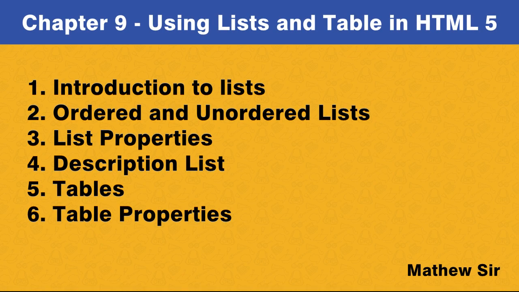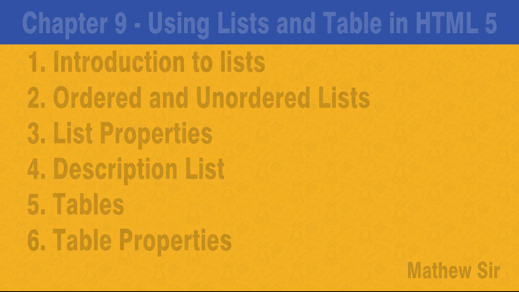Today we will start with chapter 9, which is using list and tables in HTML5. In this particular session we will understand introduction to list, ordered and unordered list, list properties, description list, tables and tables property. So let's start.